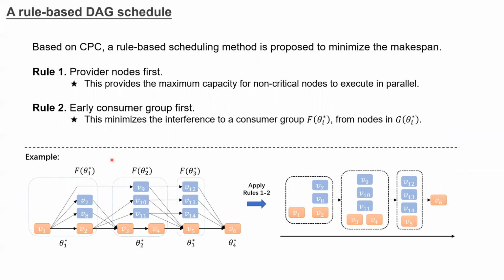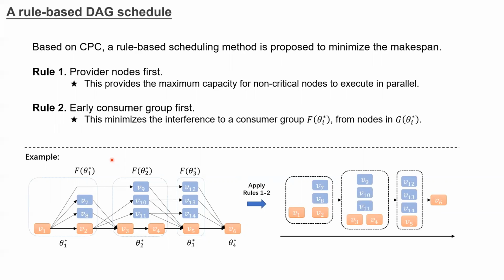So based on the CPC model, we provide a rule-based scheduling method to minimize the makespan. The first rule is that the provider nodes must execute first. This is equivalent to the critical path first execution and can provide the maximum capacity for executing other nodes on the rest of the cores.